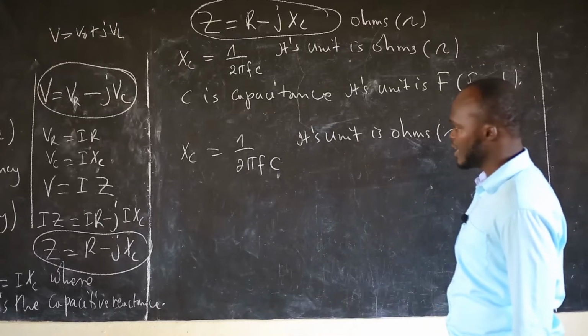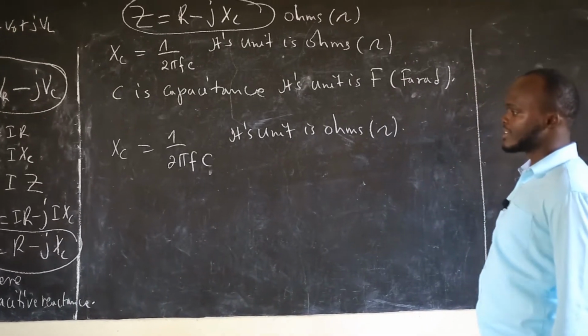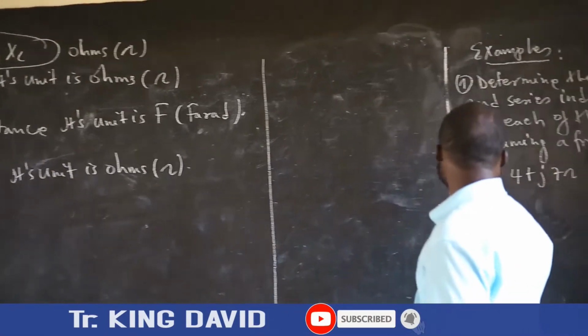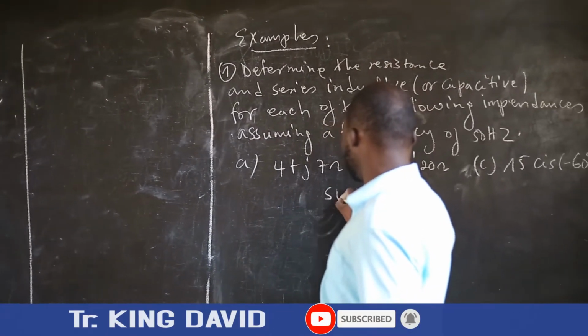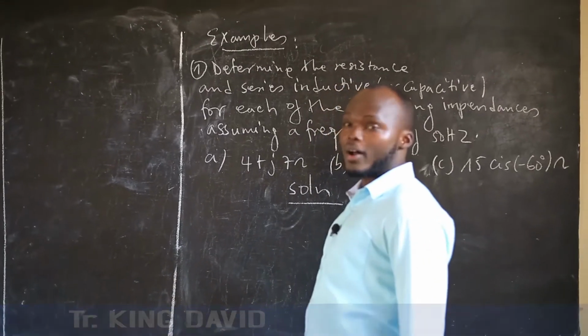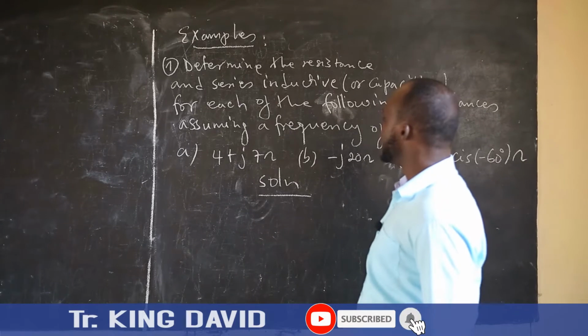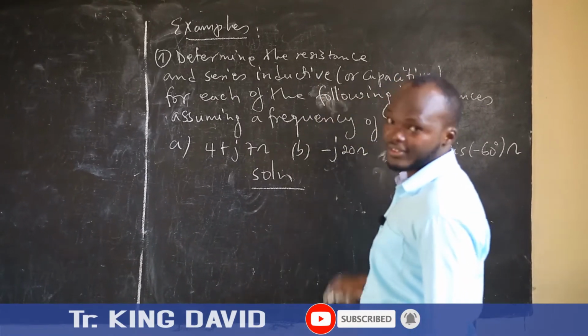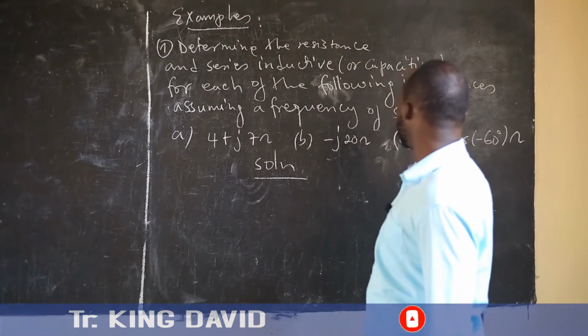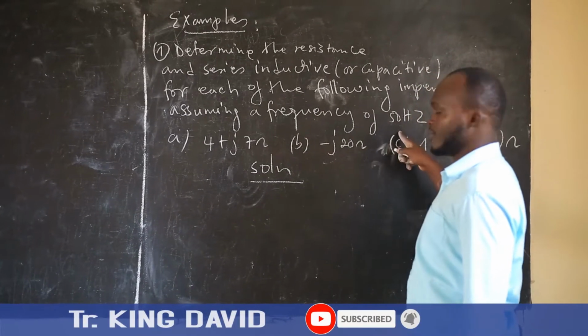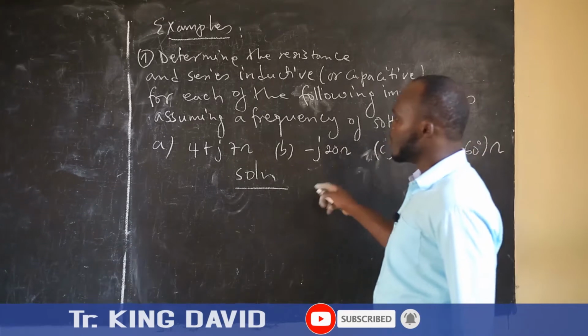Let us try to do examples that can help us to classify the two types. So we have examples here. There is example number 1. Determine the resistance and series inductive or capacitive for each of the following impedances, assuming a frequency of 50 Hz. We have A.